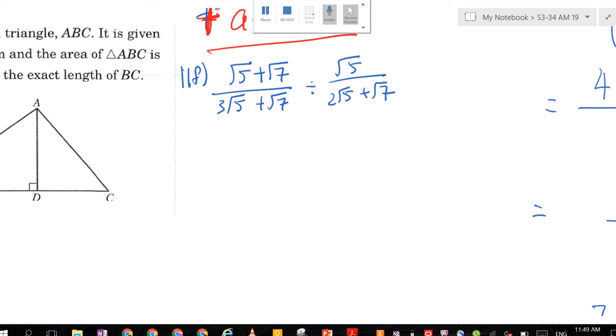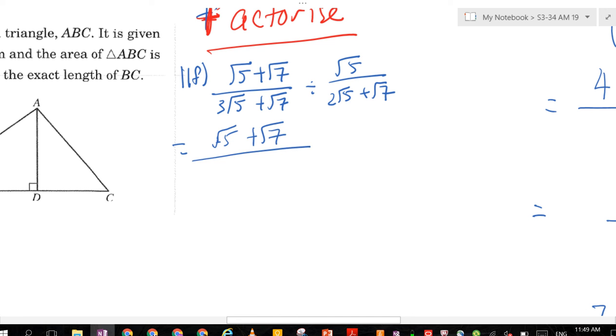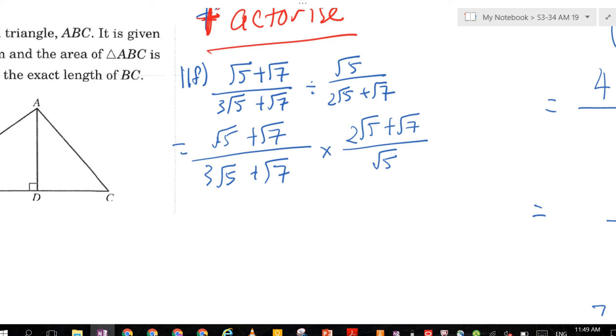fun. Look here. First thing, change the divide sign to multiply. So you check against your working. Do you have something like that? Next thing, is it cross multiply or is it top times top, bottom times bottom? Top times top, bottom times bottom. So you end up with something like that.